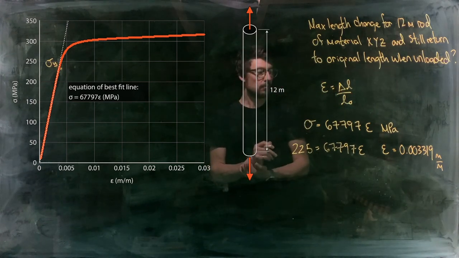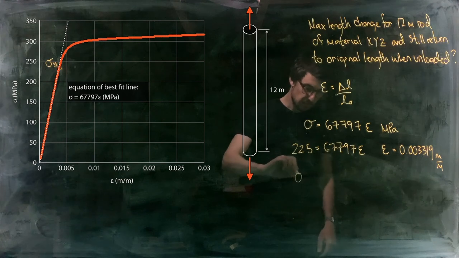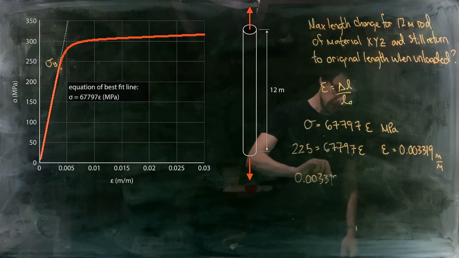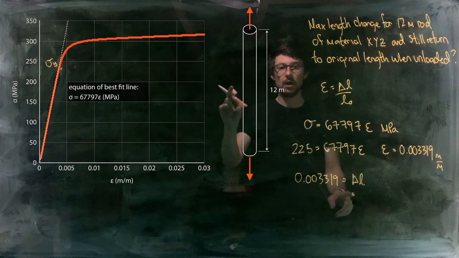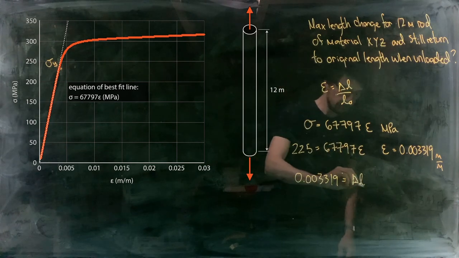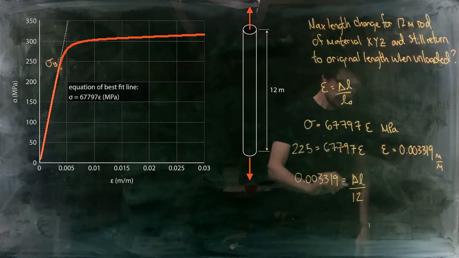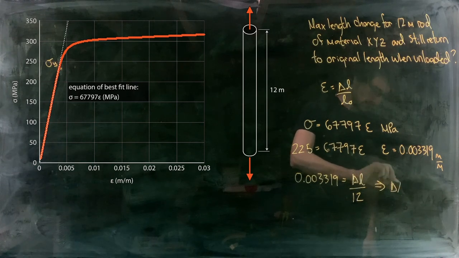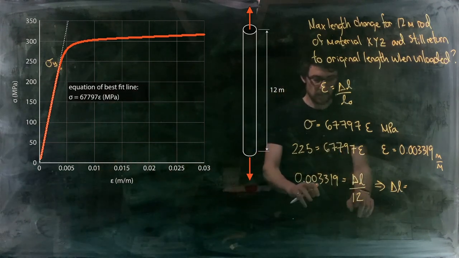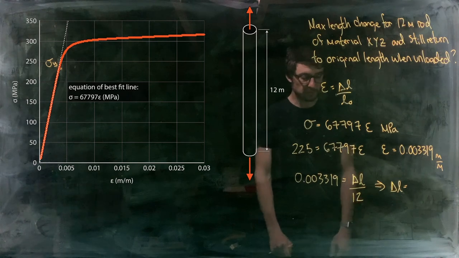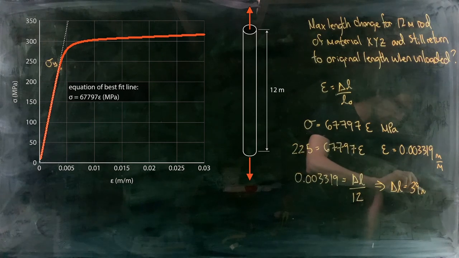Okay, now what we can do is use this equation here and say that our strain 0.003319 is the change in length, the maximum change in length that this rod can undergo before permanently deforming, divided by its original length, which was 12 meters. So let's see, change in length. That's coming out in meters. Multiply by 1,000 to get it into millimeters, and it comes out to be 39 millimeters.